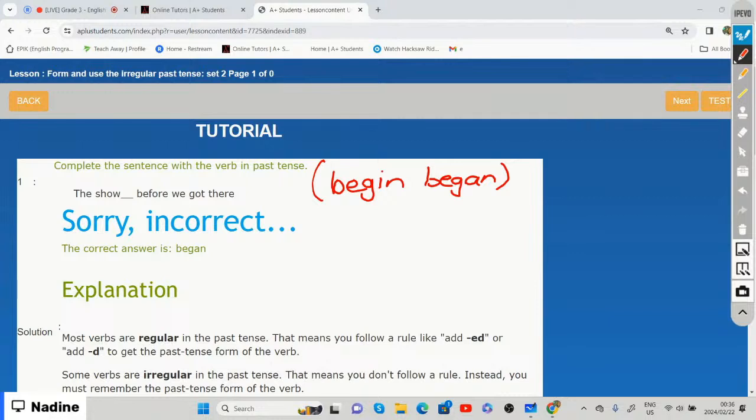All right. And if we choose the correct one, we can say that the show began before we got there. So it began before we got there.